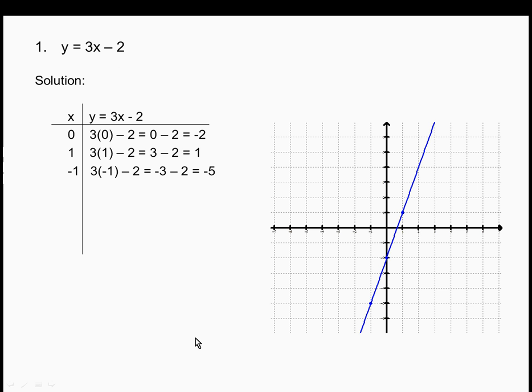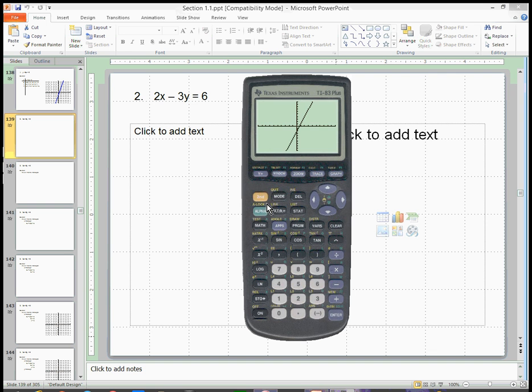Let's try another one. I've got 2x minus 3 equals 6. Okay, this is also a line. It meets the conditions. I have no variables in the denominator. My variables have exponents of 1. I don't have any cross products, and I don't have any special operations. Now, this one doesn't say y equals, so I can't give it to the calculator, because, again, going back to the calculator, it can, let me clear that out. It only can handle y equals.